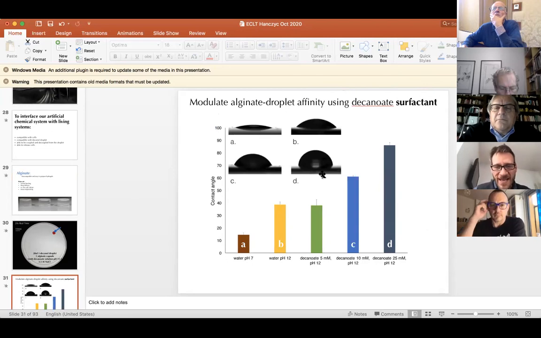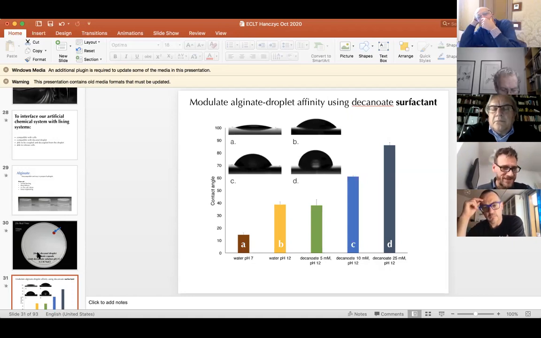Put a little bit of that in when we're making the gel. So all of these are flat pieces of gel. And then you put a water droplet on top and you see what the contact angle is based on how hydrophilic or hydrophobic these things are. And as you put in more and more surfactant, you make the system more and more hydrophobic. So you can turn a hydrogel into something that is at least transiently hydrophobic, so you can mix it with oil.